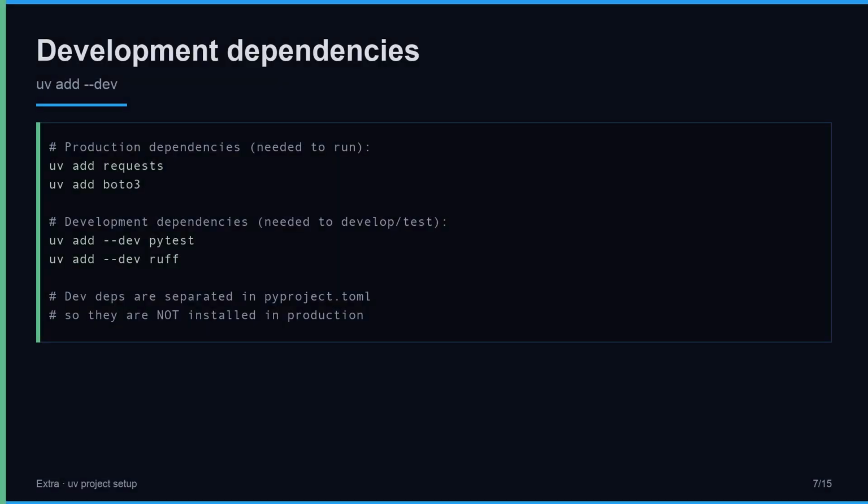There are 2 kinds of dependencies. Production dependencies, packages your project needs to run, like requests and boto3. And development dependencies, packages you need to develop and test, like pytest and ruff. Use uv add for production deps and uv add --dev for dev deps. UV keeps them separate in pyproject.toml, so when you deploy your project to production, dev dependencies are not installed. This keeps your production environment lean.